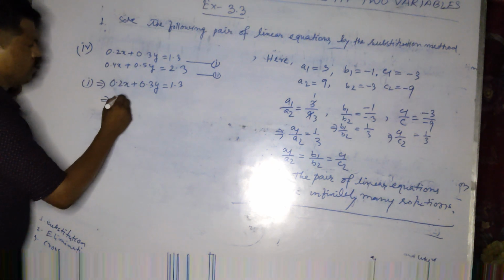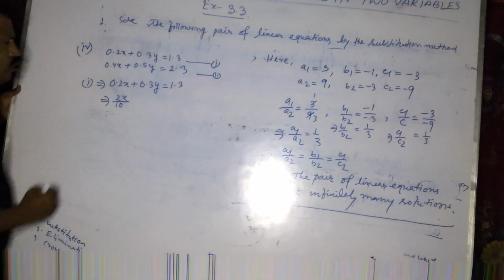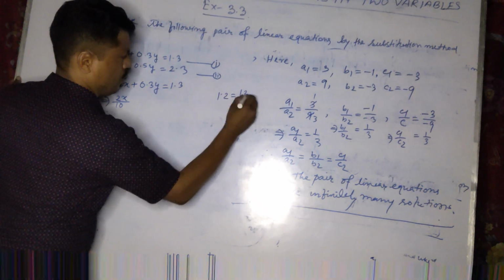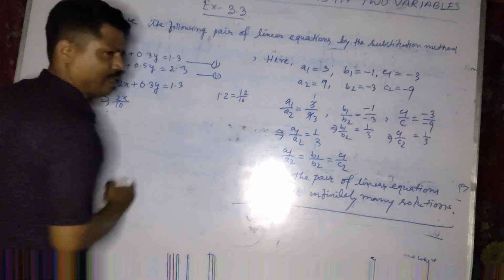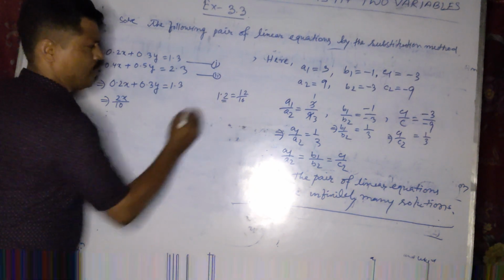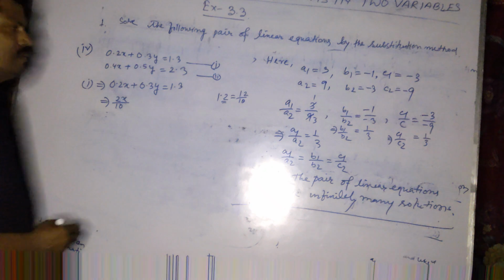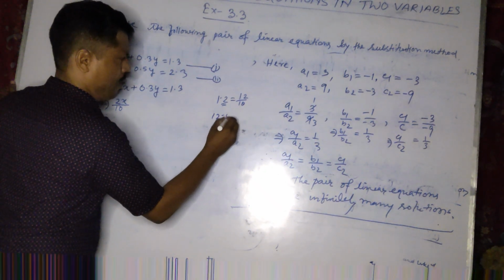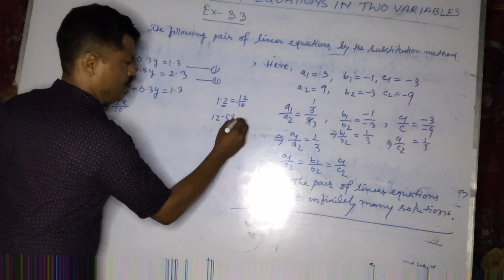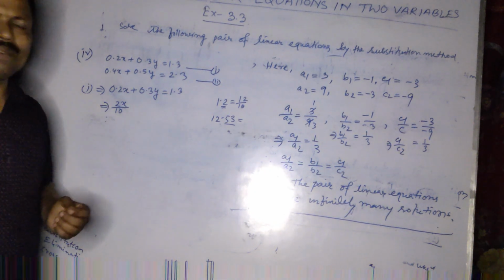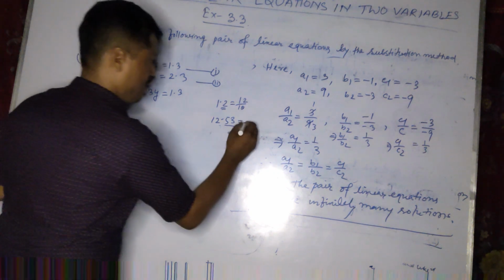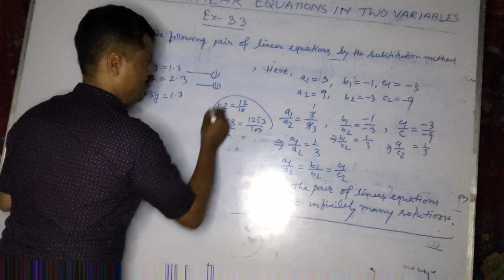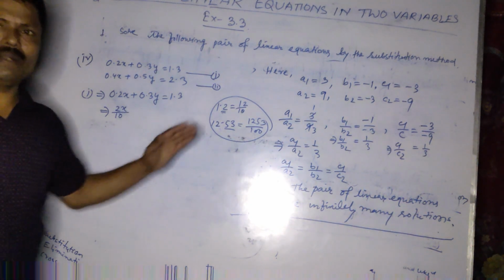0.2x means 2x divided by 10, because we know if we have 1.2, that is 12 by 10. So after the decimal point having 1 digit, we write like this: 12 by 10. If we have 1.253, after the decimal point having 3 digits, we write 1253 divided by 1000. So we have to convert into fraction.